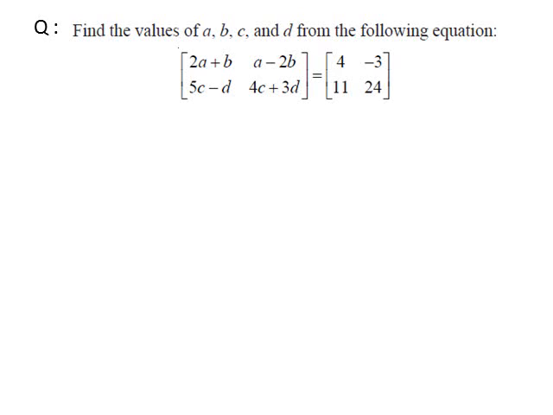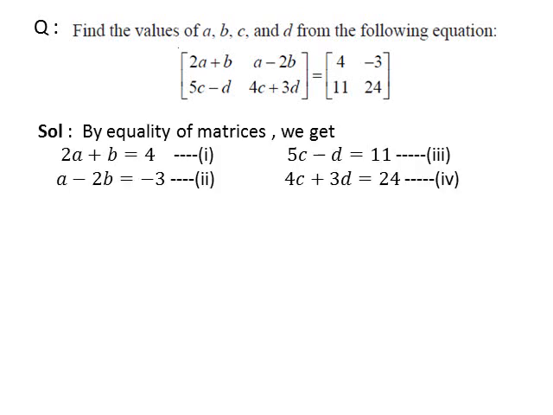Take one more question. In this question, again two matrices are equal given to us, and we have to find the values of a, b, c and d. As given matrices are equal, so comparing the corresponding elements, we get 2a plus b equals 4, a minus 2b equals minus 3, 5c minus d equals 11, 4c plus 3d equals 24. Mark these equations as number 1, 2, 3 and 4.